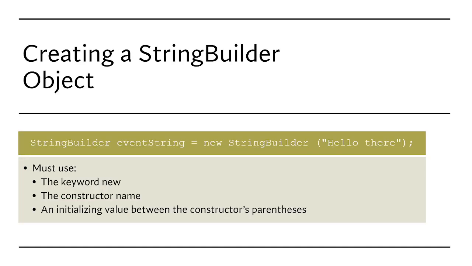All right. So when you create a StringBuilder object, you must explicitly call the constructor. You have to say new StringBuilder. There's not much else here. Just make sure you explicitly call the constructor. You can't say StringBuilder variable name equals a string, because you have to actually pass the string into the StringBuilder object.